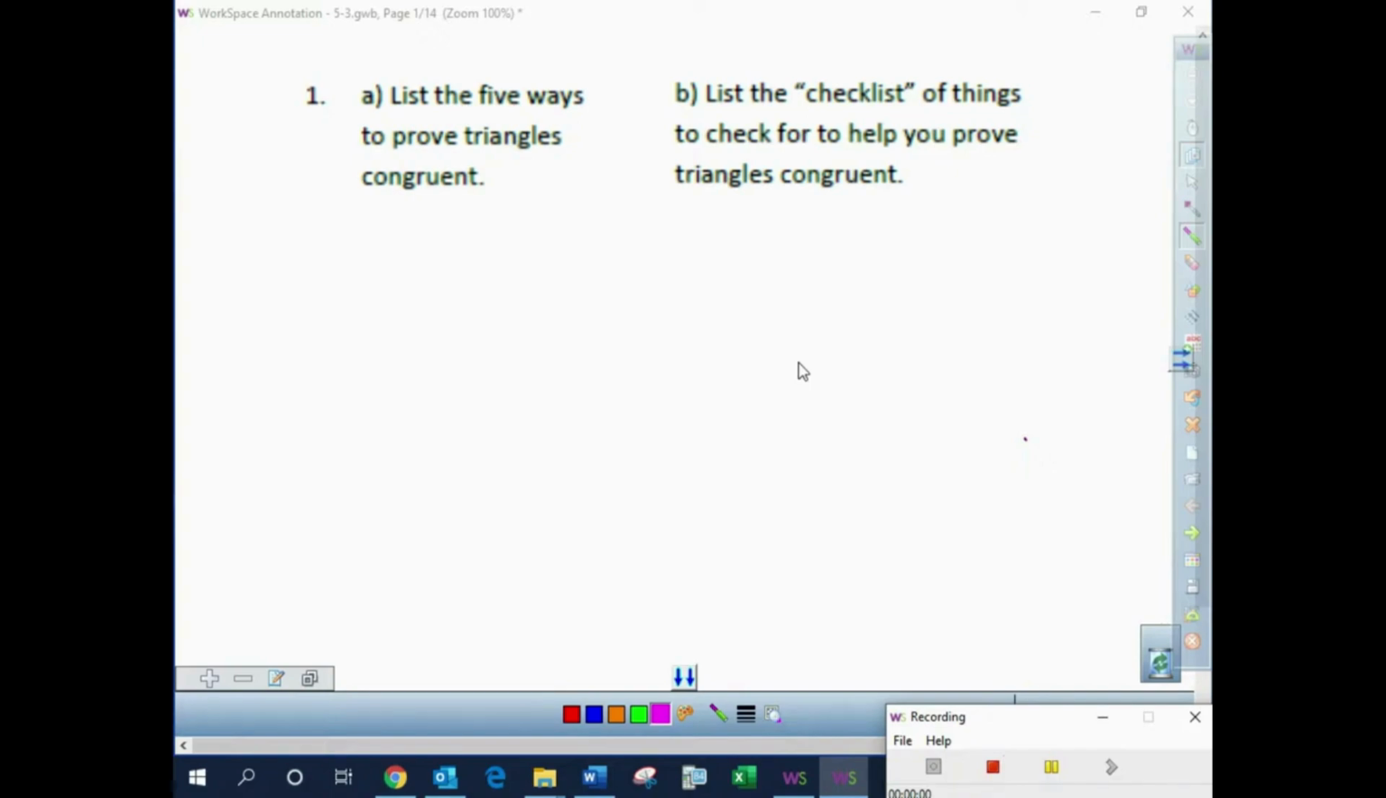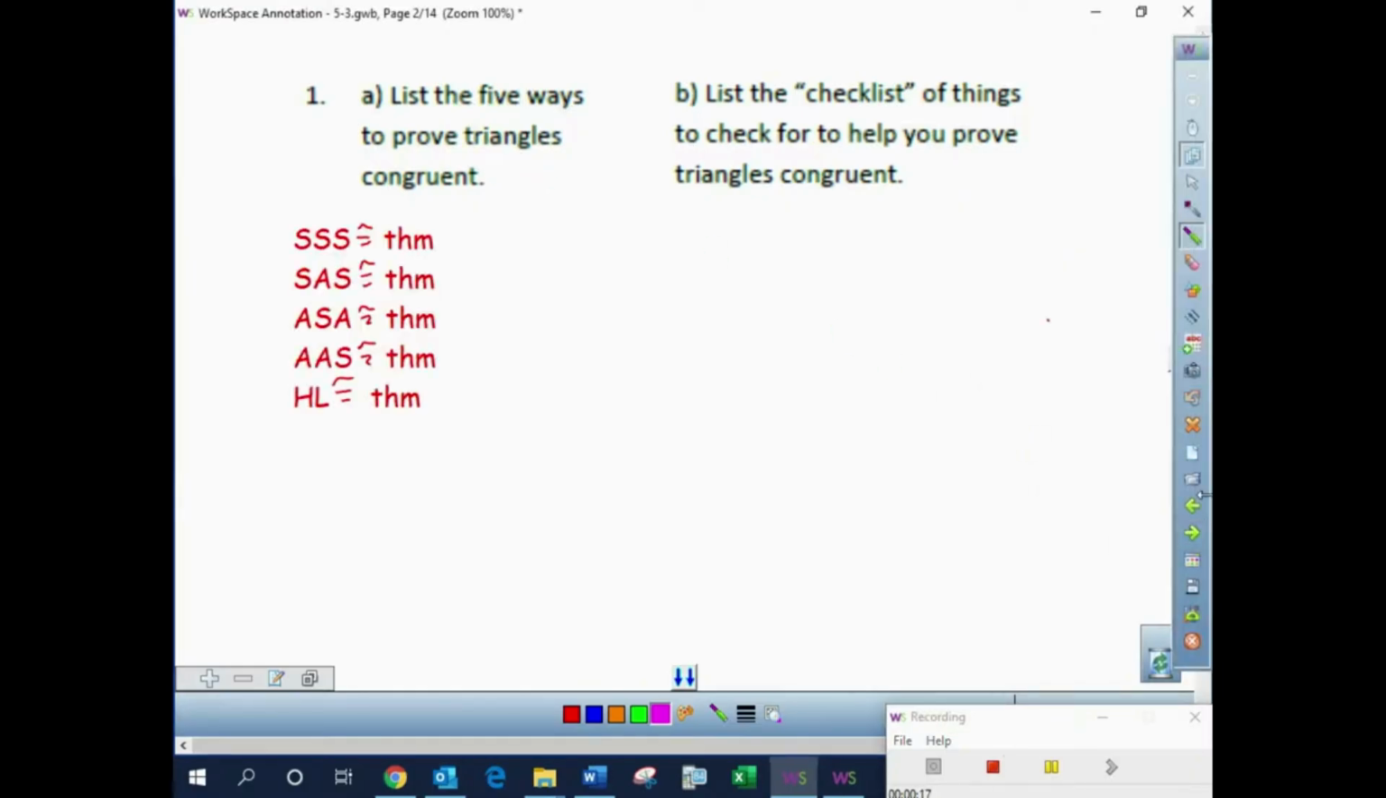Hello everybody. Today we're actually going to do the proofs, the full-on proofs. We've been just kind of having enough information to prove two triangles congruent, so today we'll actually do it. Let's start by actually listing the 5 ways to prove triangles congruent. Remember that side-side-side congruence theorem, side angle side, angle side angle, angle angle side, and hypotenuse leg congruence theorem. We've gotten ourselves pretty familiar with them, but now we'll actually use them in a proof.